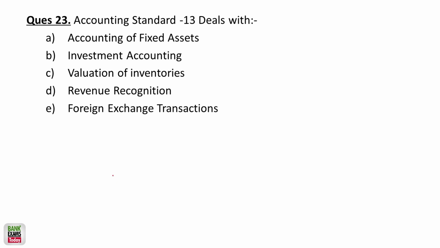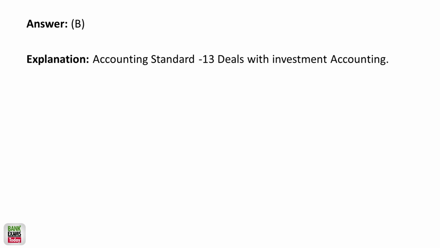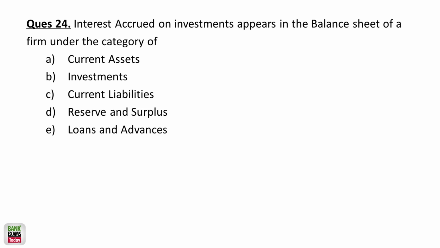Let's move forward. Accounting standard 13 deals with what? Please remember the accounting standard numbers. That's really important. All the accounting standards mentioned in the syllabus, you should at least remember the number. Accounting standard 9, 10, 3, 13, very important. Accounting standard 13 deals with investment accounting. You can find one question in the exam.